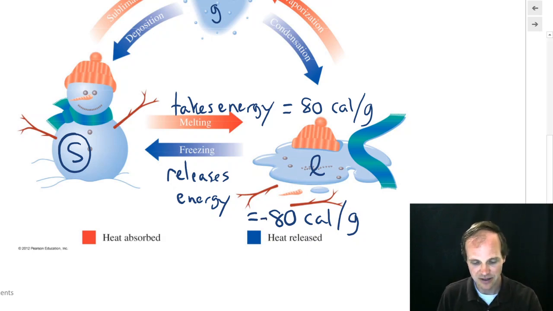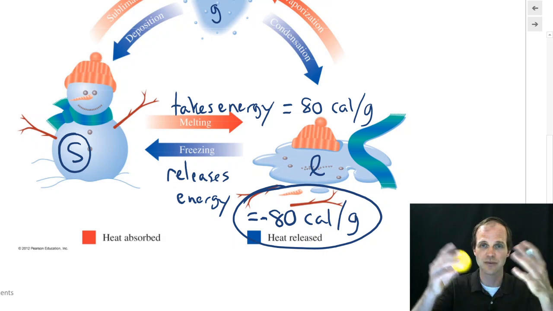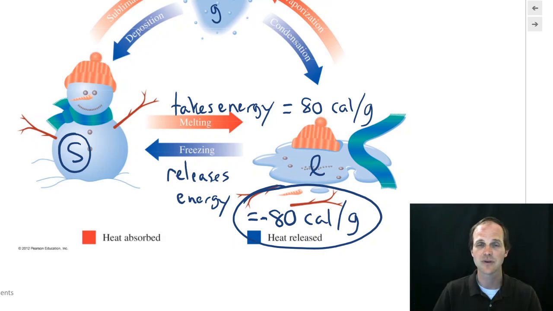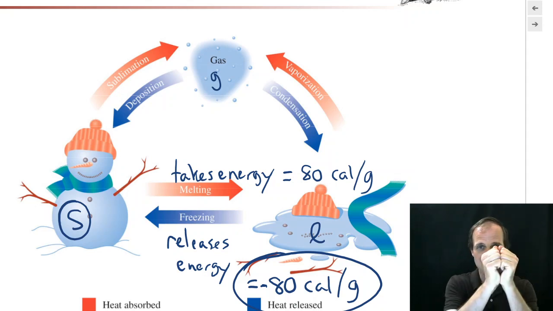So anytime we're losing energy, I'm going to put a negative in front of it. And that's just a convention we use in chemistry. When you lose it, we call it negative. When you gain it, we call it positive, very similar to a bank account. So I'm going to put that negative in there. How about vaporization and condensation? Again, I'm going to give you those numbers, but let's think about them for a moment. Do you expect that number to be bigger or smaller? So remember, going from a solid, not really moving, to a liquid, there's some motion.